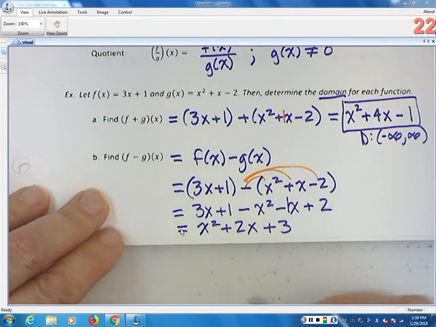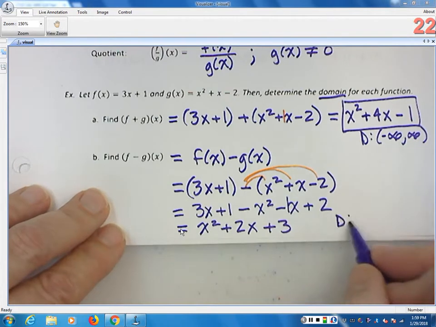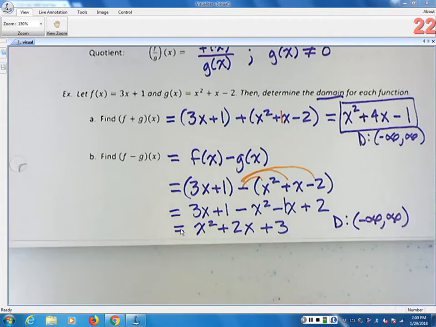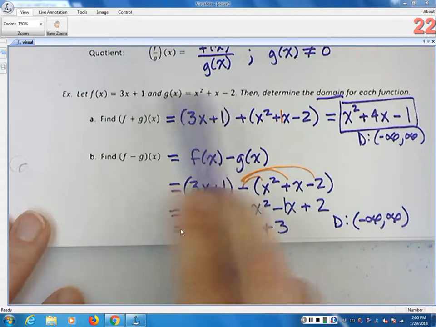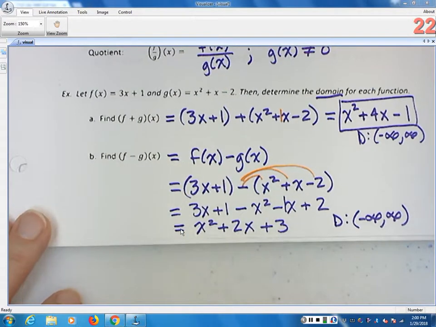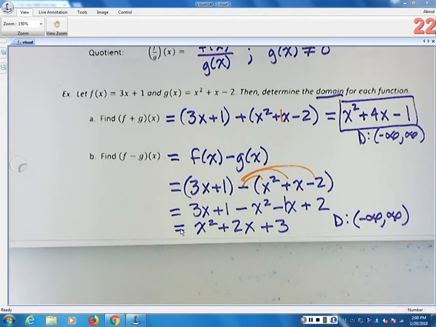And there's no reason to restrict the domain. We've got all real numbers here. There was no restrictions on these, and there's none on what we got. So it's all real numbers.